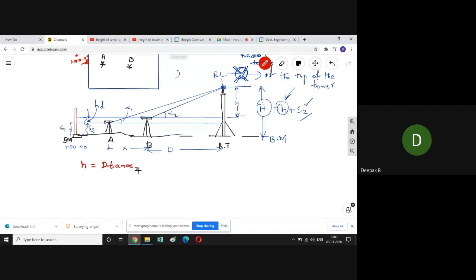Okay, and let's say we have a new term here that is HD. What is HD here? That is the distance between the line of sight of the first instrument and the line of sight of the second instrument. So if we have taken these two readings, S1 and S2, what is HD here? S2 minus S1. Yes, S2 minus S1.